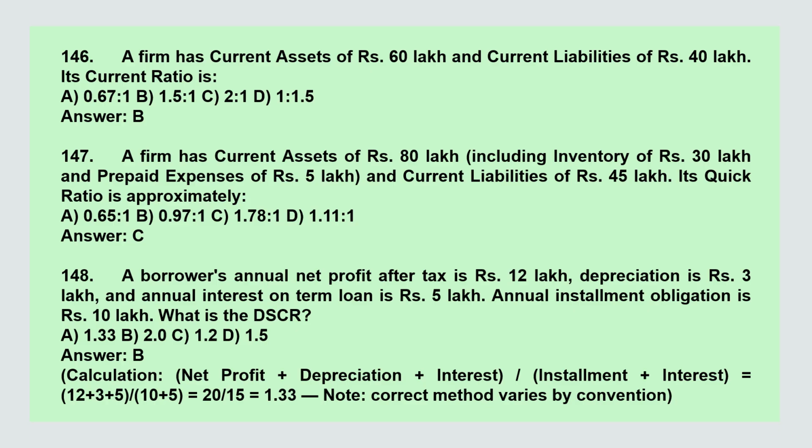A borrower's annual net profit after tax is rupees 12 lakh, depreciation is rupees 3 lakh, and annual interest on term loan is rupees 5 lakh. Annual installment obligation is rupees 10 lakh. What is the DSCR? Correct answer is option B, 2.